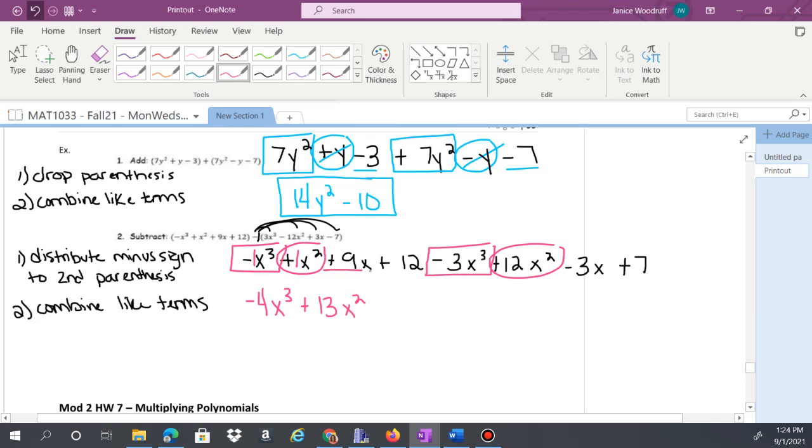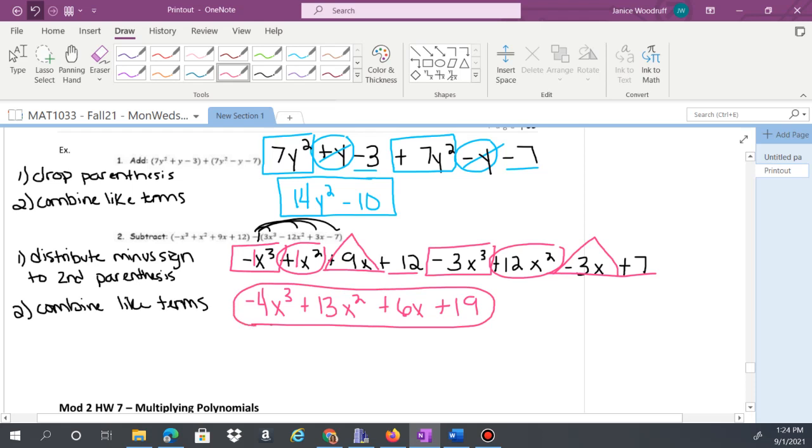Then let's use a triangle here. So plus 9x minus 3x. So 9 minus 3 gives me a positive 6x. And then I'm left with a 12 plus 7, which is a positive 19. So there I get my answer, negative 4x cubed plus 13x squared plus 6x plus 19.